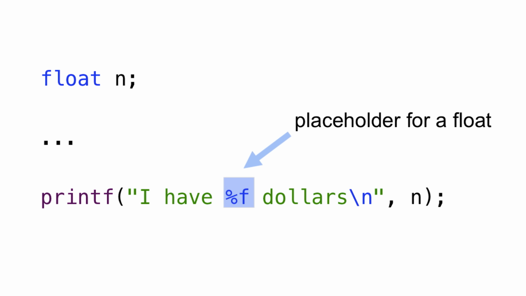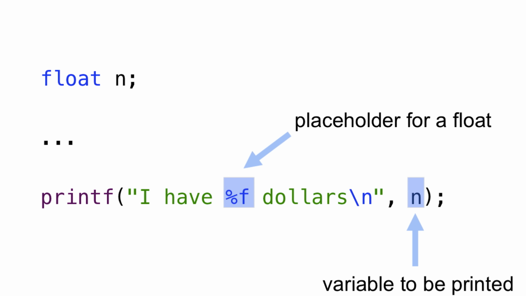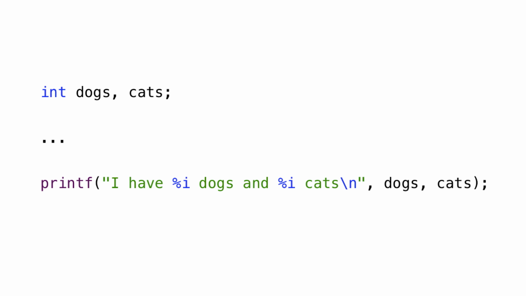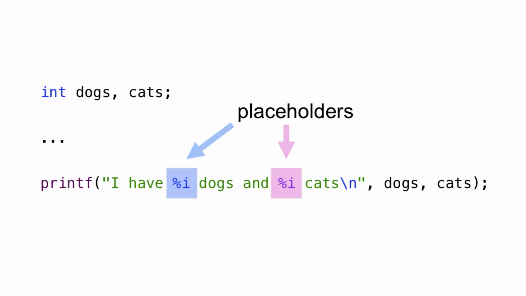I can also use a placeholder for a float, for instance. If I wanted to tell you how much cash I have in my pocket, then I could say I have %f dollars, and later on when it prints, then n will take the place of that placeholder. I could also, for instance, use several placeholders for several variables. So as long as I list them in order, then I can tell you how many dogs and cats I have.